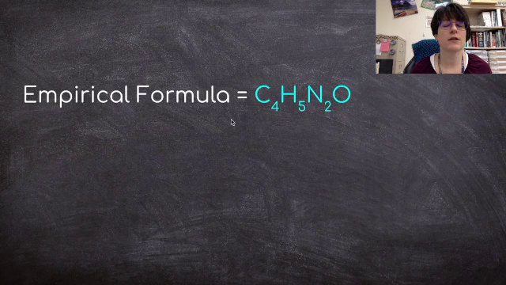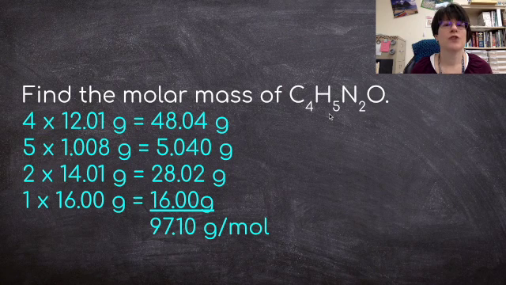So our empirical formula is C4H5N2O. But we want our molecular formula. So to do that, we need to find the molar mass of C4H5N2O. So we just take the carbon, which we have 4 atoms of, multiply by the molar mass of carbon to find that mass.